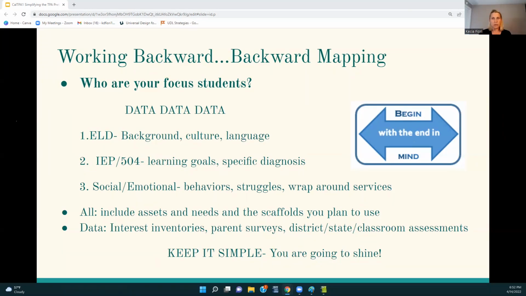And number 3, focus student 3 is your social emotional needs student who has outside the normal behaviors, struggles at home, homelessness, foster care, bullied, a non-traditional student, all those kind of things fit under there.